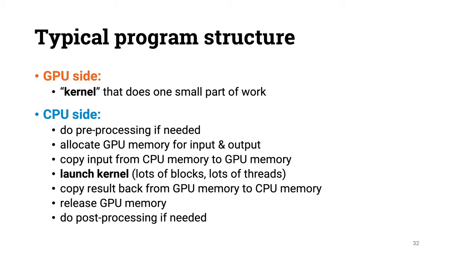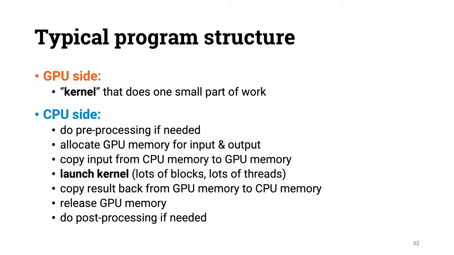Your main function starts on the CPU, and you need to explicitly tell what the GPU should do. Typically, in your CPU side code, you will pre-process your data so that it is suitable for the kernel. And you will allocate some GPU memory and copy your input data there. You will launch the kernel, which will read the input from the GPU memory and write the result back to the GPU memory. Then you will copy the results back to the CPU memory, release GPU memory, and finally post-process the results if needed.